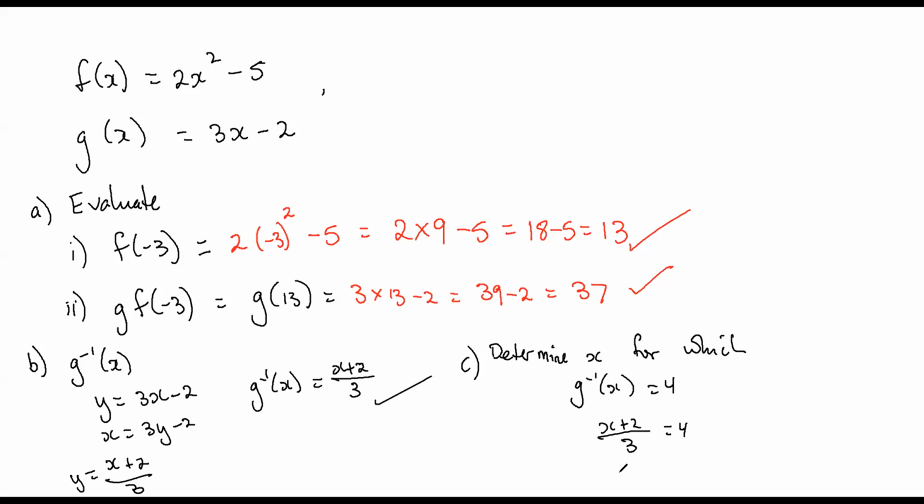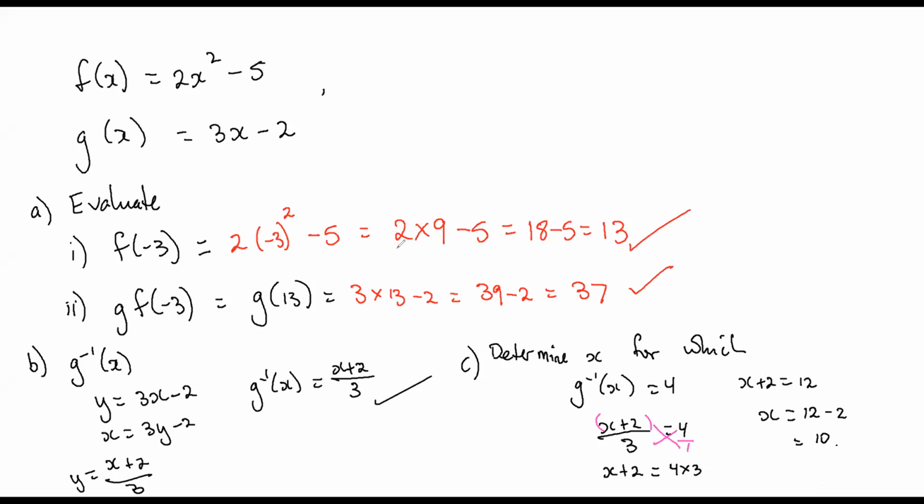So then what are we writing? It's going to be x plus 2 over 3 equals 4. 4 by 3, which is 12. x plus 2 equals 12. So then x is equal to 12 minus 2, which is 10. It will be 10. Wait, oh, my bad.